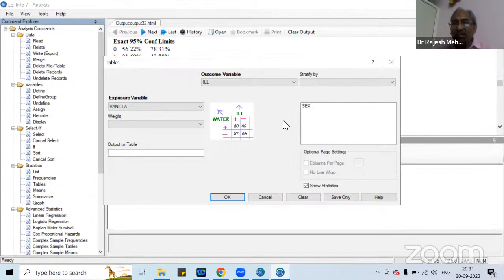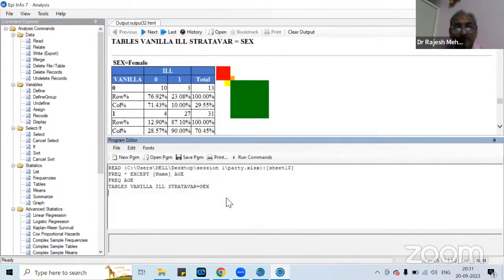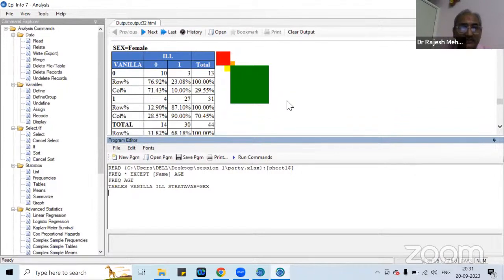So it might be that because women like more vanilla, and because of womenhood they fall to illness. Then in that case, we need to remove that. What happens in the male? What happens in the female when they are exposed to the vanilla? So independent of that, if we want to find out this, then we'll go for it. So now first, Epi Info is giving you analysis for the females, in which you can see the result.